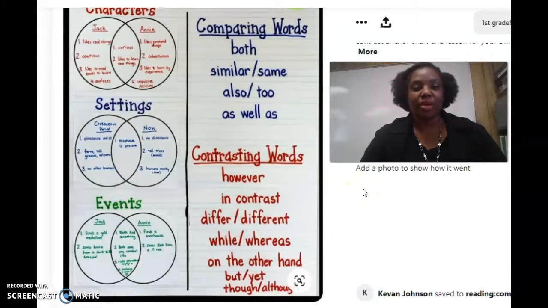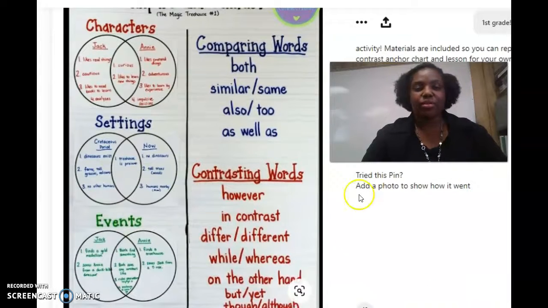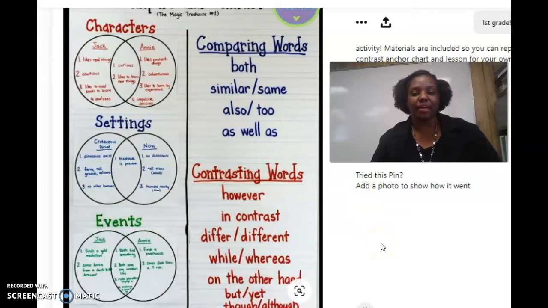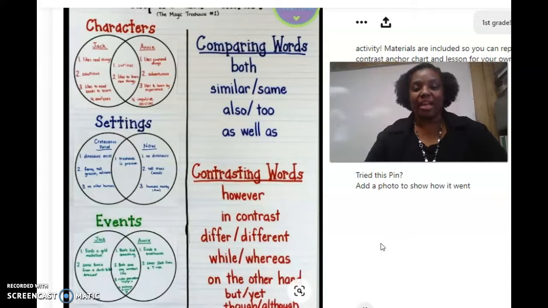So whether we are reading these words or using them in our own Venn diagram, we want to keep those in our mind when it comes to comparing and contrasting. So there are three main things that we can compare and contrast when reading. The first are the characters, second, the setting, and third, the events.